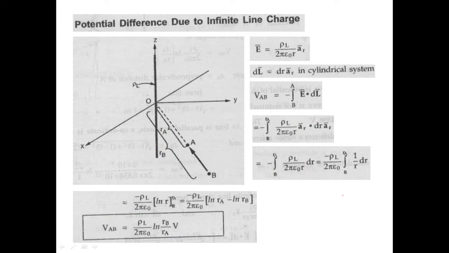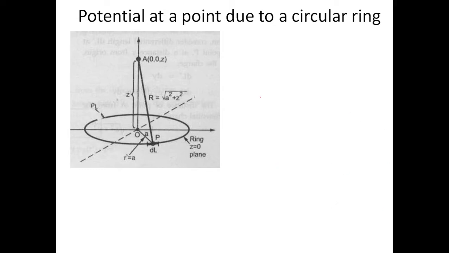So we'll move on to the next one. Next, potential at a point due to a circular ring. Just understand this diagram first, then we'll go to the derivation. Here, whatever ring we have, this particular ring, is a charged ring. So we cannot consider the whole length for the analysis. We'll consider only this DL part, a small segment of DL.